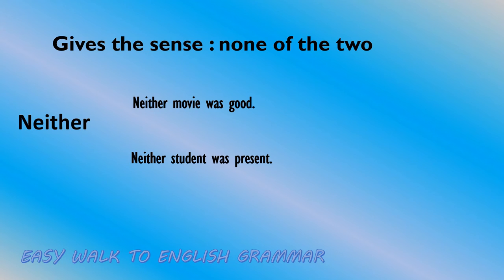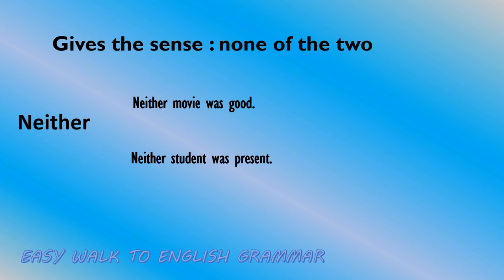Likewise, neither student was present. The reference is clearly to two students, and these two students were absent on a particular occasion. Maybe in the class or on a sports day, whatever it may be, both of them were absent on that particular occasion. Thus, neither refers to a noun that is two in number. At the same time, it gives us a negative sense.